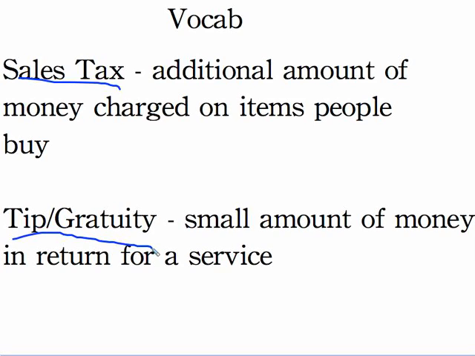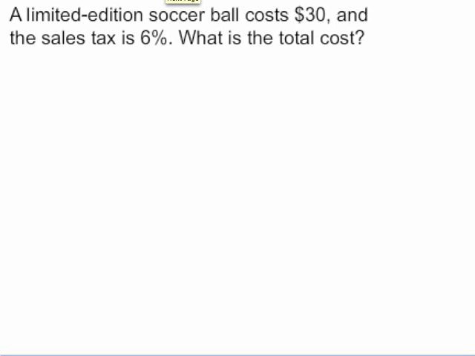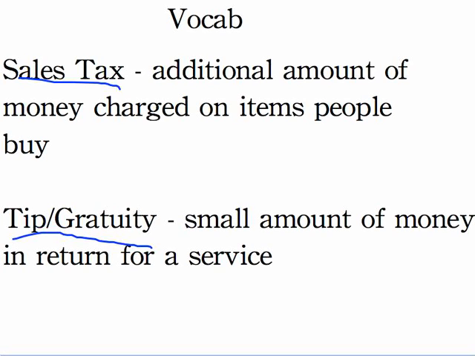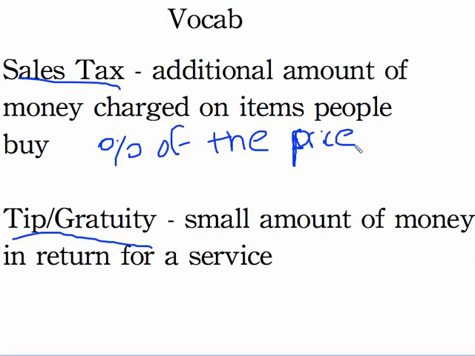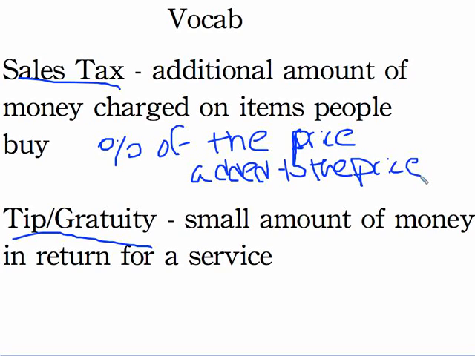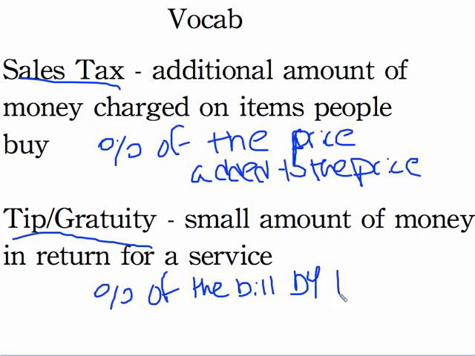Alright, so let's learn how to calculate these things. So again, let me go back to the vocabulary. A sales tax is a percent of the price added to the price, and we know that a tip or gratuity is a percent of the bill before tax added to the bill.